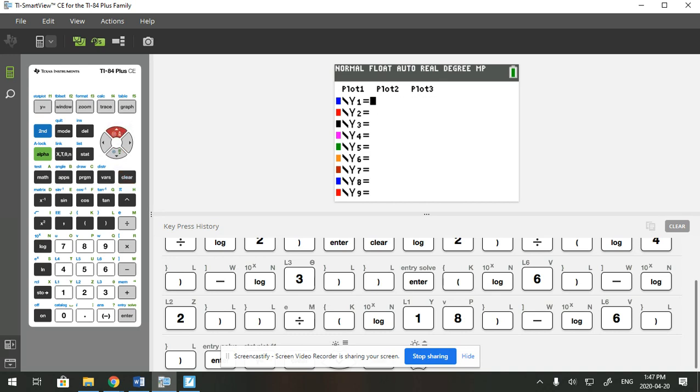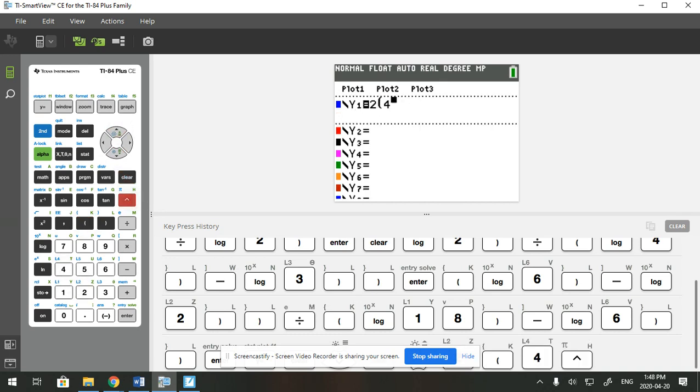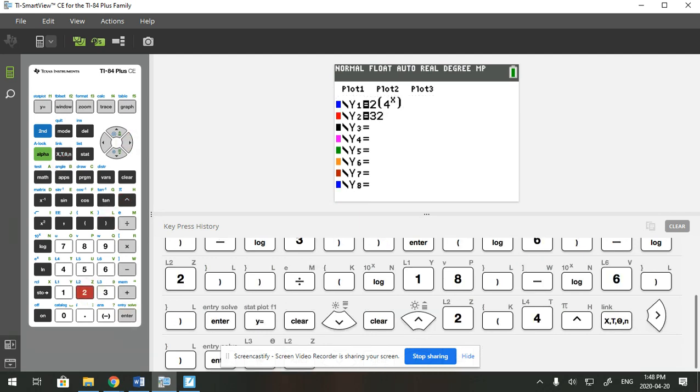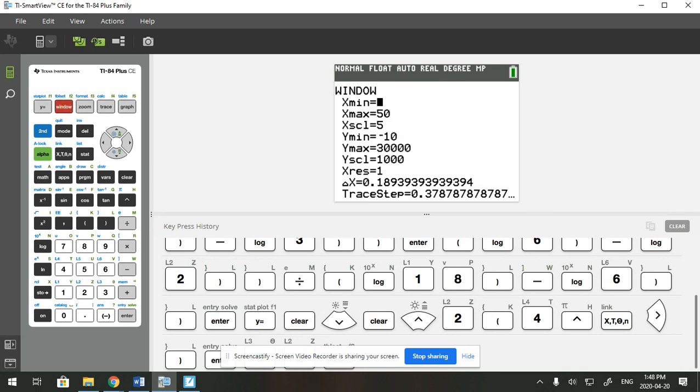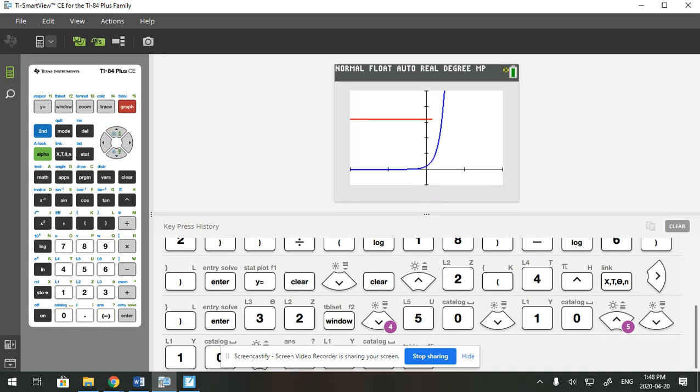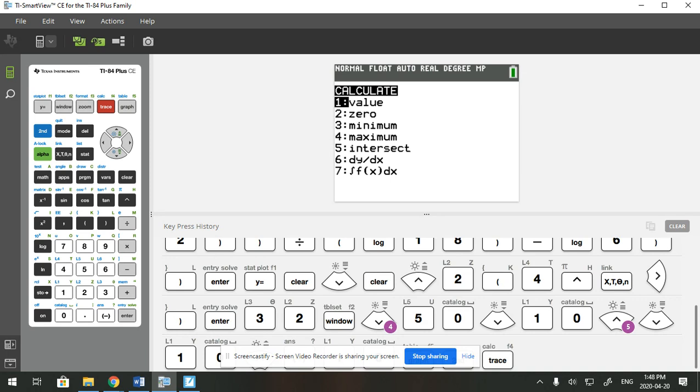Okay, so for my y1, I have 2, and then in brackets 4 to the x. And for my next one, I have a 32. Since my y value for that second one is 32, I know that on my window, my y is going to have to go up to 32 for sure. So let's change this to a 50 and my scale to a 10. Oh, these are changed from before. So max 10, min negative 10. I'm going to graph it. And now you can see where they intersect. So you're going to go into your calc button, go down to intersect, the 5th one down.